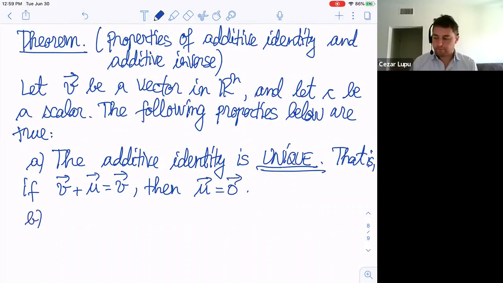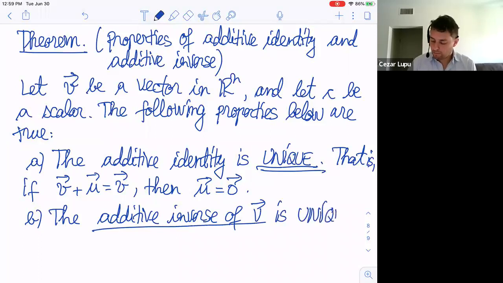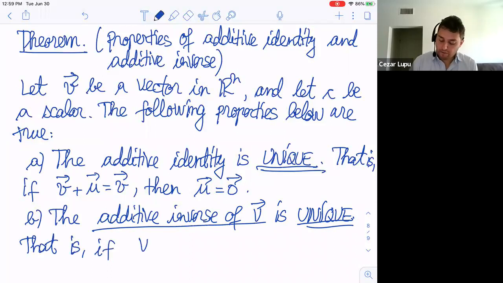B, the additive inverse is also unique. The additive inverse of v, and we have seen what that means, is unique. That is, if v vector plus u vector equals 0 vector, then u vector is equal to negative v.